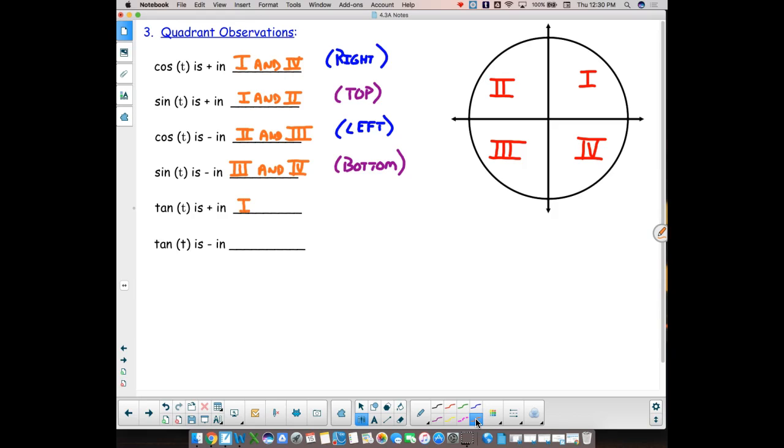I don't have a side for those. Which means tangent is negative in 2 and 4. Okay? All told, we can say it like this.